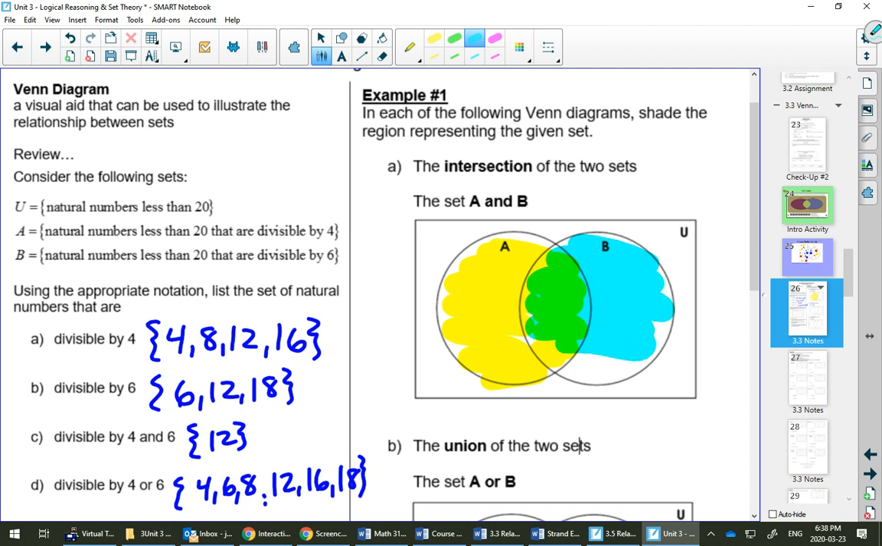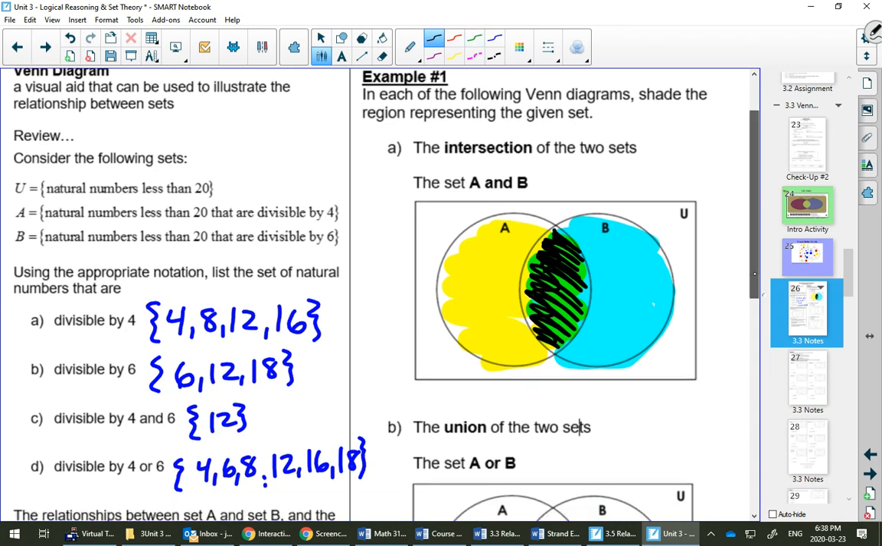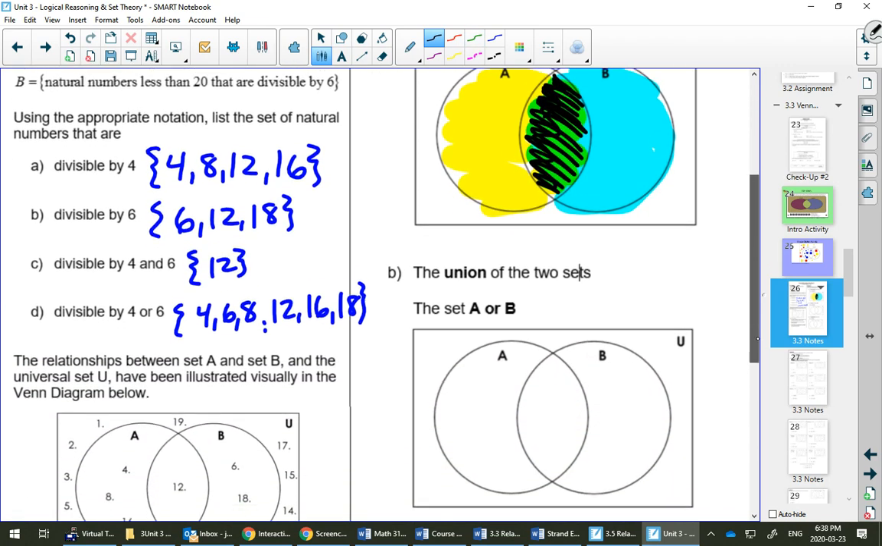And if you notice as I'm shading, the part that overlaps, the green part, is the part that's both set A and B. So my overlap right here, the part I would actually shade, is the overlap. Okay? That's also known as the intersection because it's where our two circles intersect.